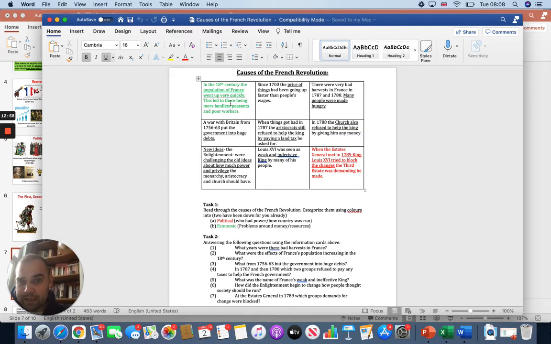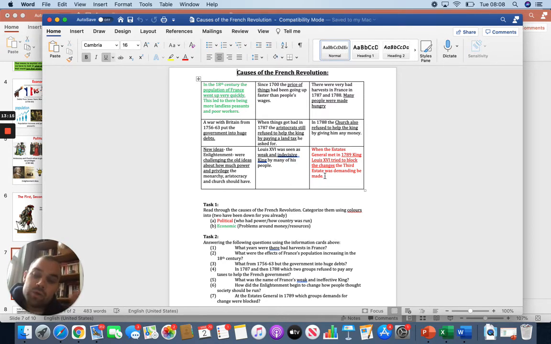So this first one here is an example of an economic factor. So I've shaded it in green. You can do the same thing for the other ones you think are economic factors. You've then got red for political factors. So again, this is one example of a political factor. See if you can find the other ones as well.